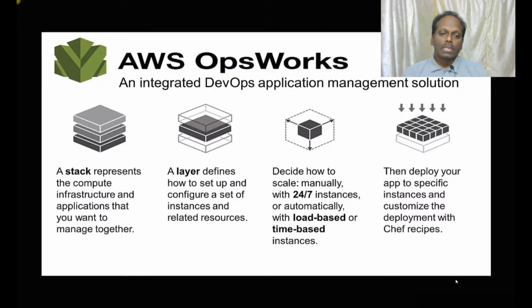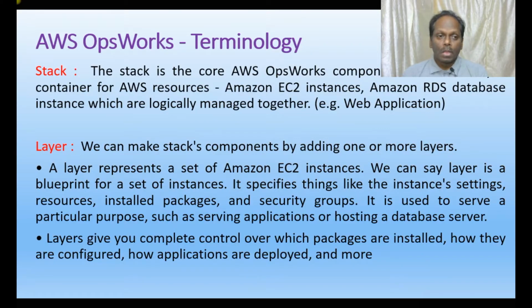Let me figure out the terminology which we use in OpsWorks. First of all, when you start your OpsWorks, you need to create a stack. Stack means representation of a compute infrastructure and applications which you want to manage together. Once you create your stack, you can add layers. A layer defines how to set up and configure a set of instances and related resources. Then we can also deploy the applications. Once these layers have been added, instances can be added and then you deploy the applications. So this is the terminology we have to learn.